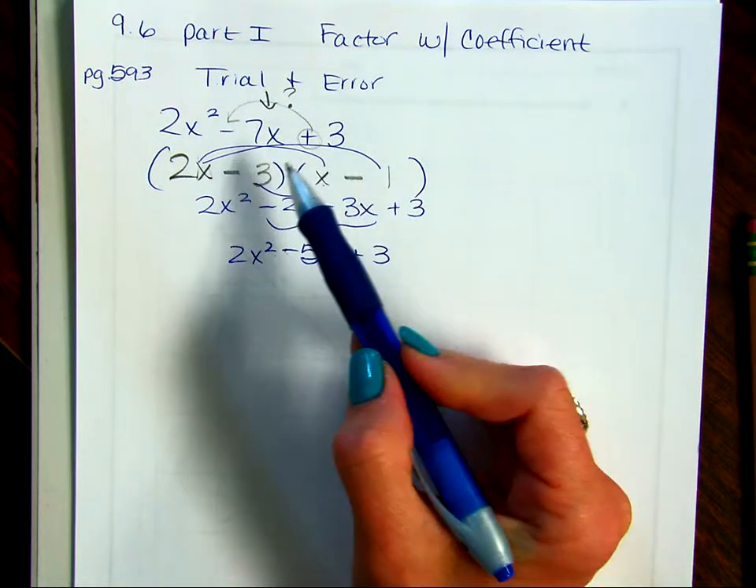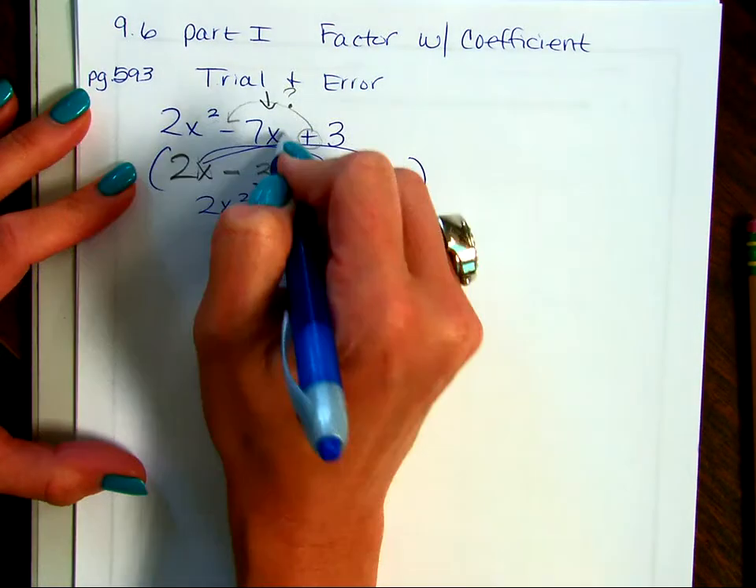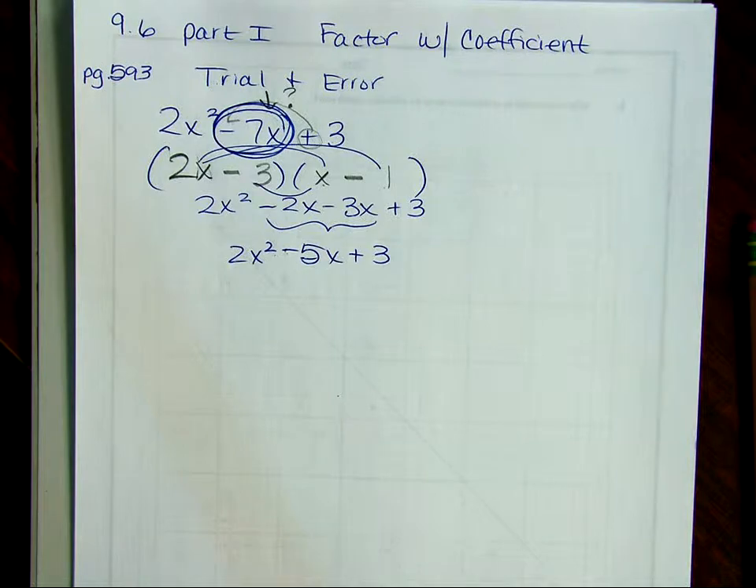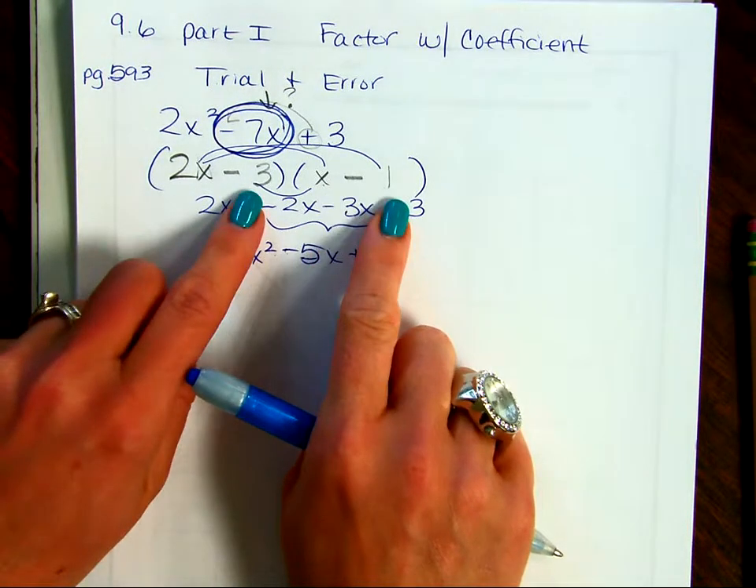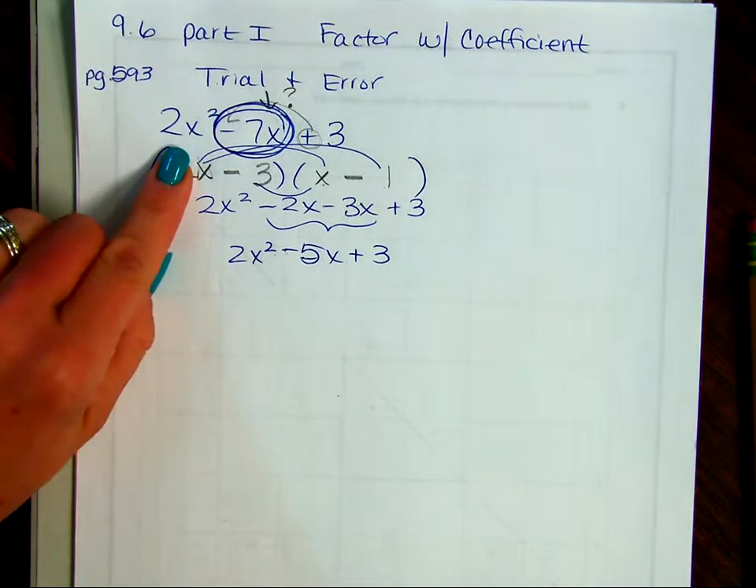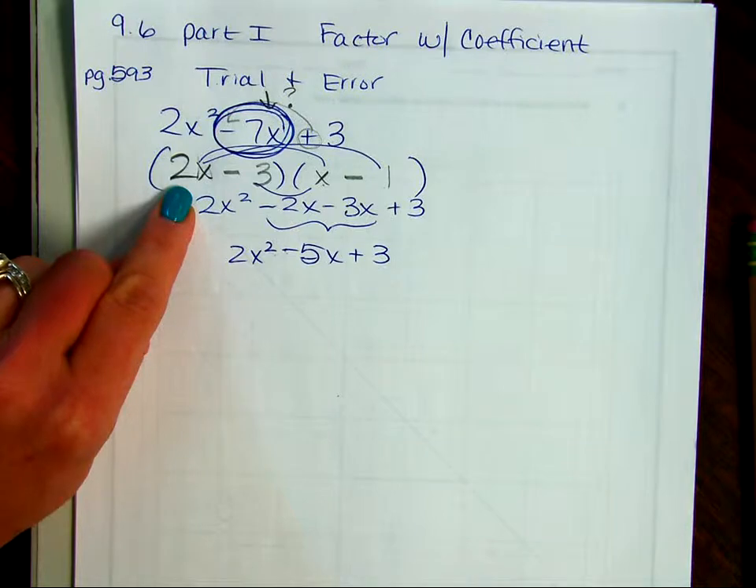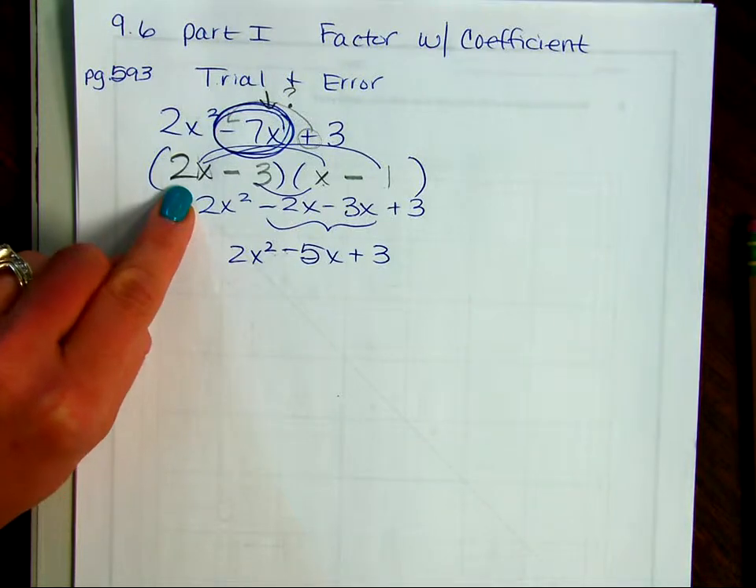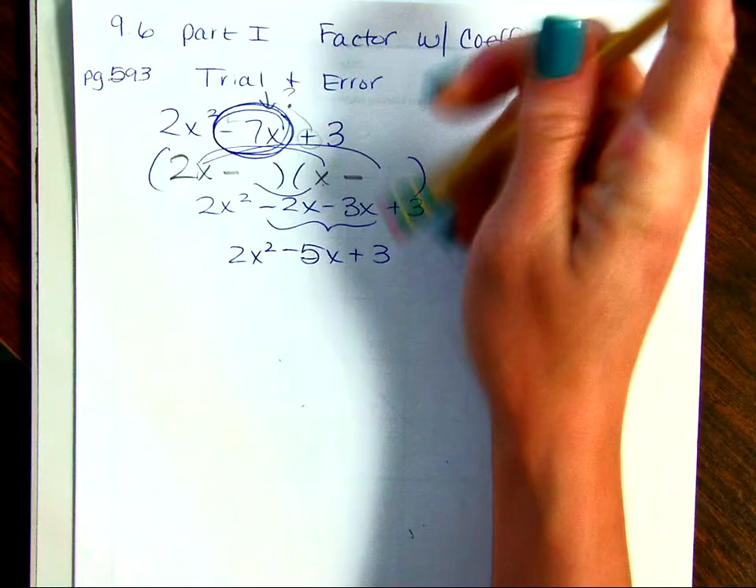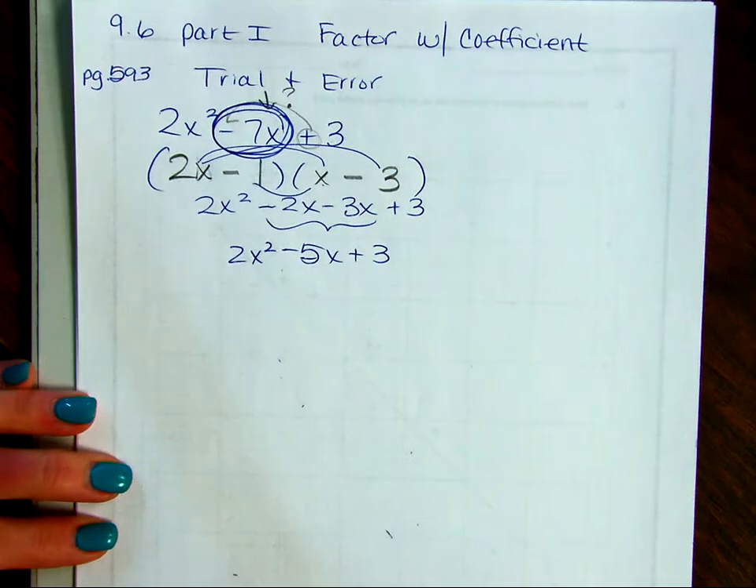So if the number's wrong, because my goal is to get a negative 7x, but I got a negative 5x, then what should I do with the 3 and the 1? Switch them. Do you see why switching them on Friday's work wouldn't have mattered? No, because it was an x and an x. That 2 changes everything. So now I'm going to erase the 3 and erase the 1, and we're going to put the 3 here and the 1 there.